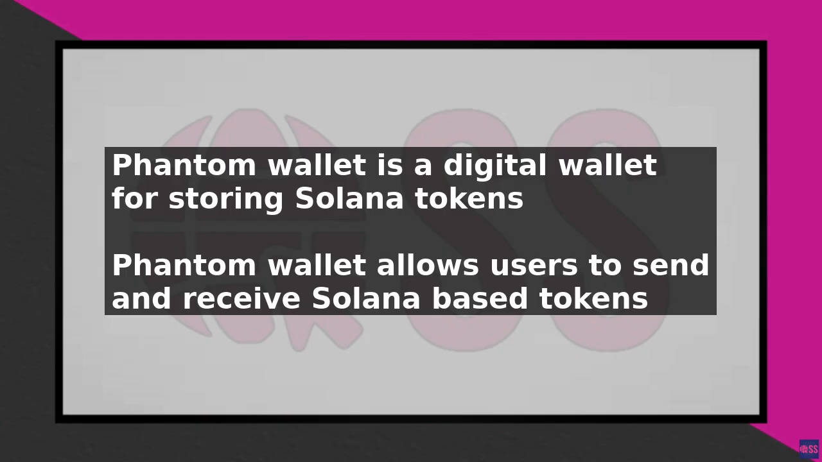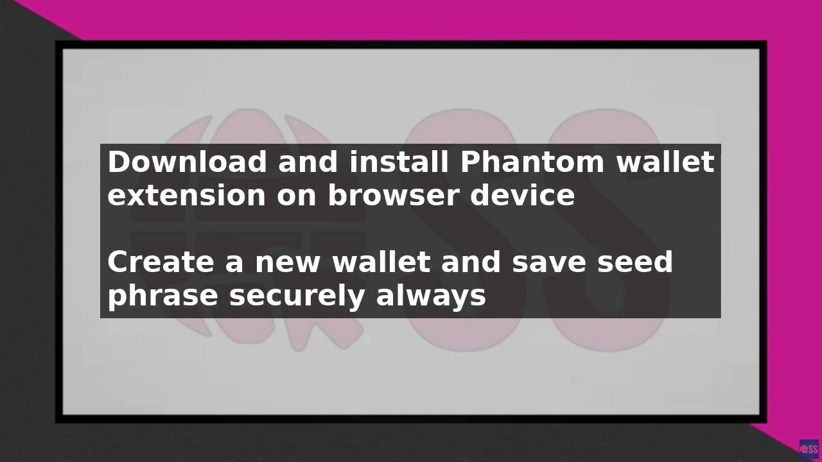Make sure to save your seed phrase securely, as it will be used to recover your wallet in case you lose access. To earn in Phantom Wallet, you can stake your Solana tokens. Staking involves holding and validating transactions on the Solana network. In return, you will receive staking rewards in the form of Solana tokens. To stake Solana tokens, go to the Stake tab in your Phantom Wallet, select the staking option and follow the on-screen instructions.